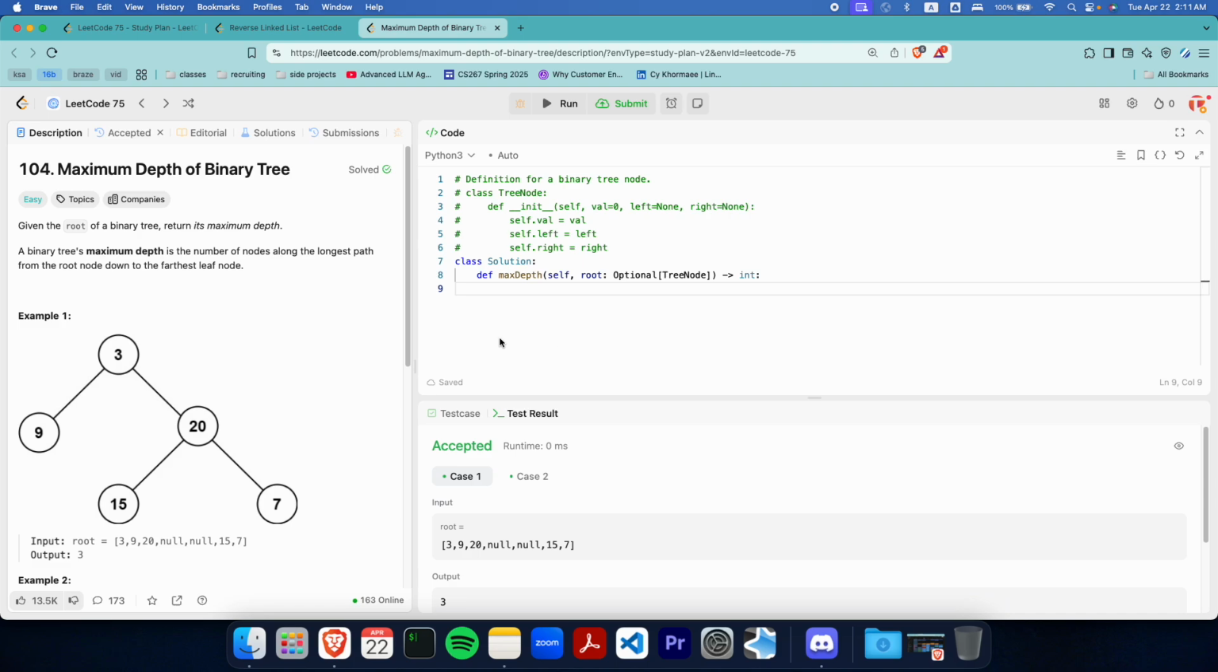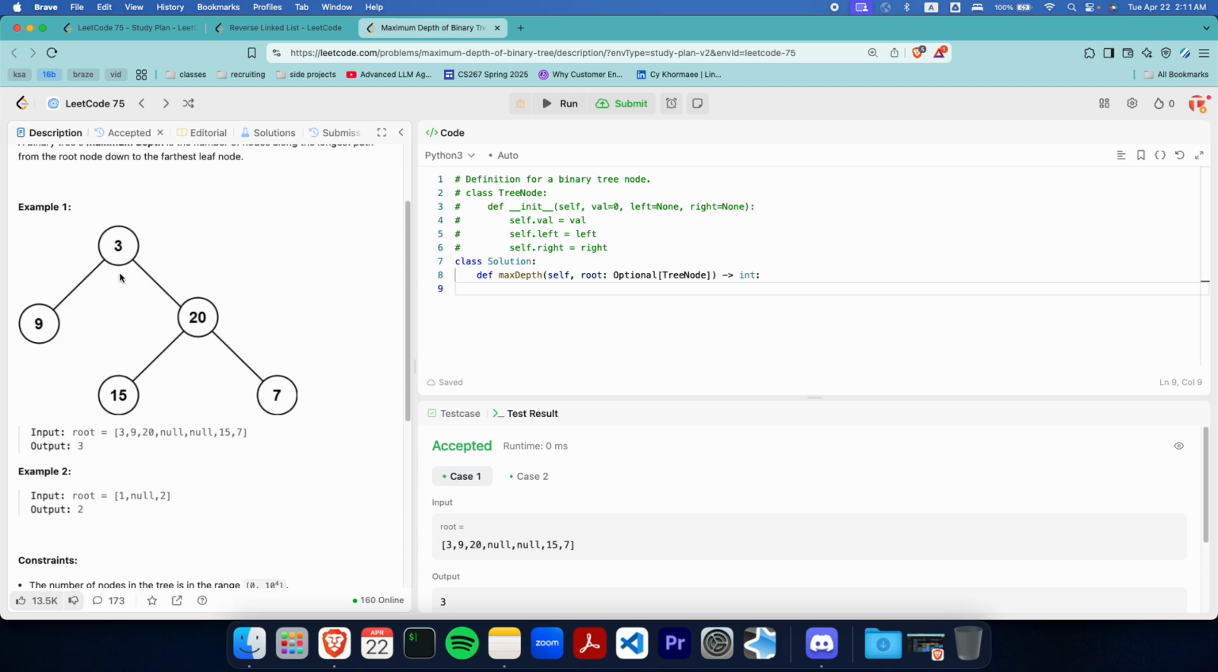To day 12 of Leetcode 75. This is maximum depth of a binary tree, and this is problem 104. So given the root of a binary tree, return its maximum depth. The binary tree's maximum depth is the number of nodes along the longest path from the root node down to its farthest leaf node.